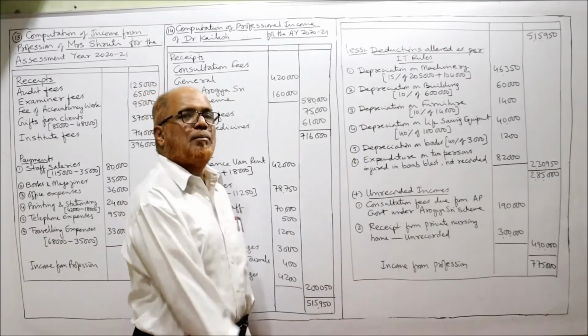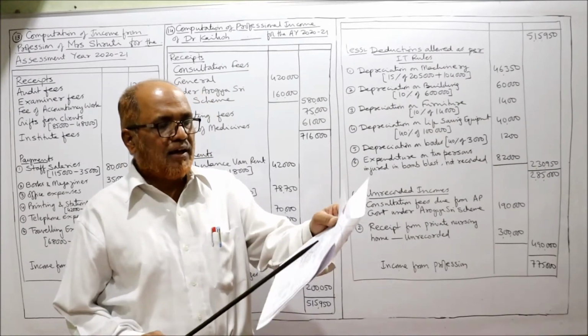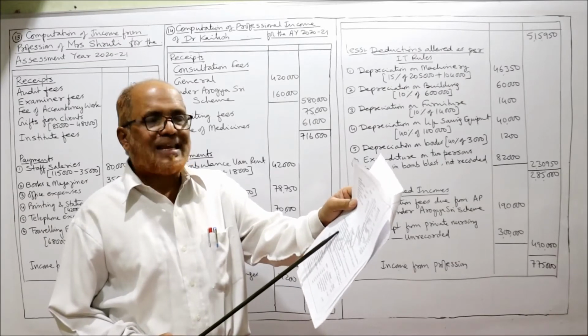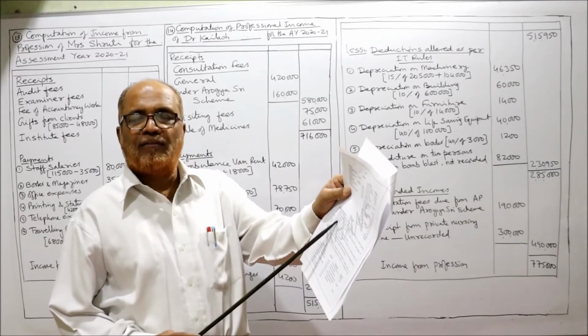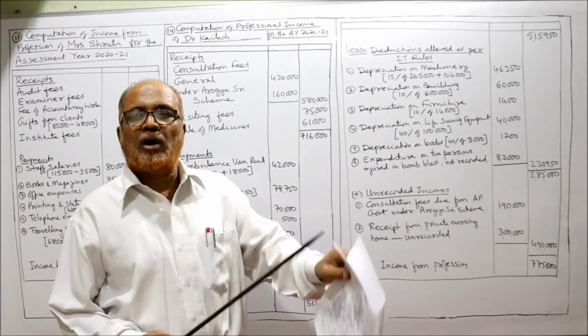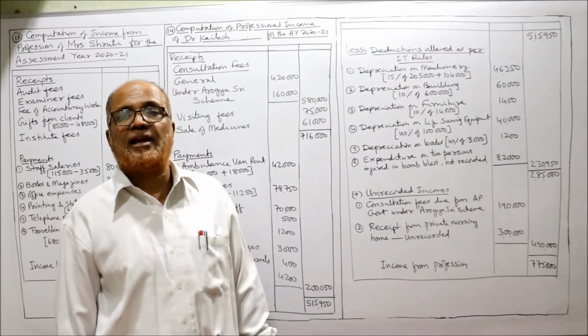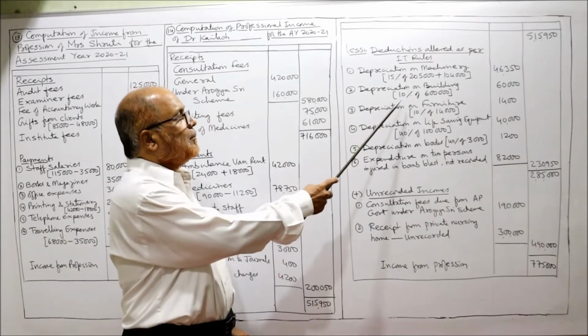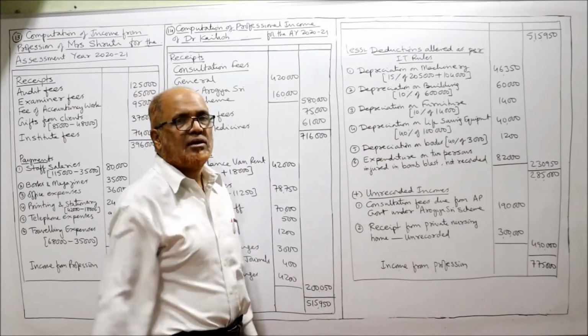Now depreciation on building. Beginning of the year, building value was 6 lakh. On 6 lakh, 10% is the rate of depreciation on building. 10% of 6 lakh, 60,000.